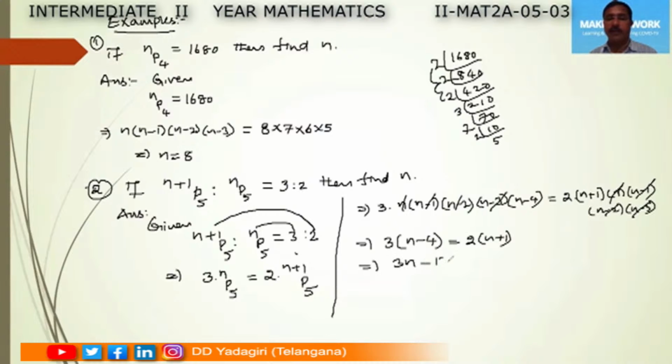3n minus 12 is equal to 2n plus 2. Now, rearranging the terms, 2n comes to the left hand side, it becomes 3n minus 2n. And when we take minus 12 to the right hand side, it becomes plus 12, 12 plus 2. Therefore, n is equal to 14. So the value of n in this question is 14.